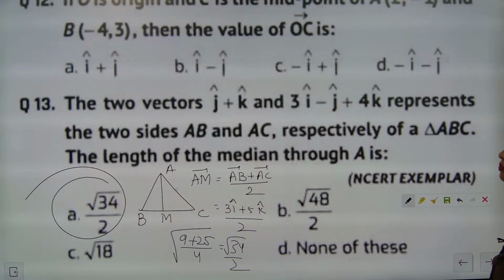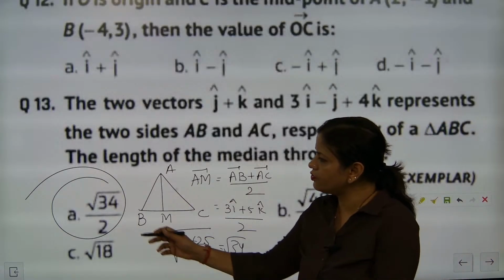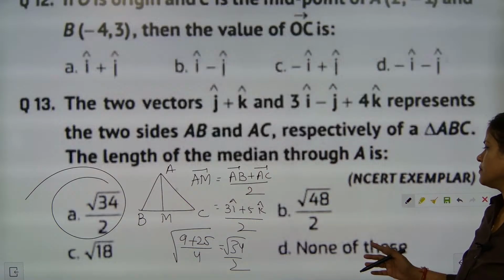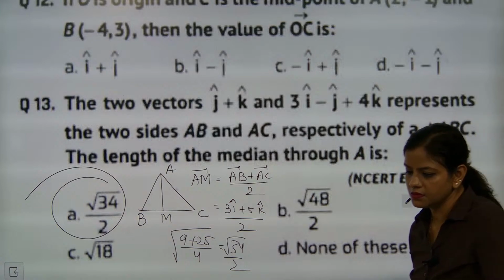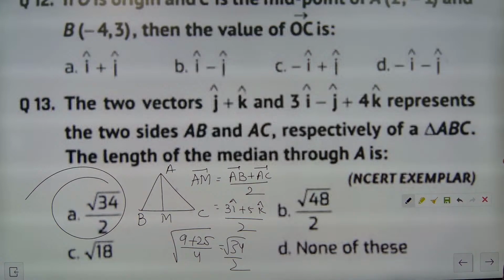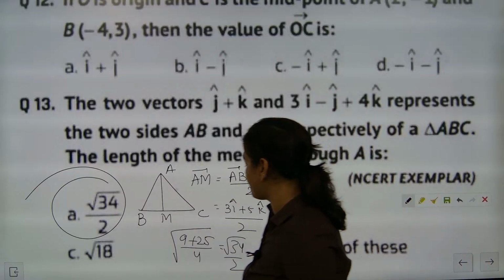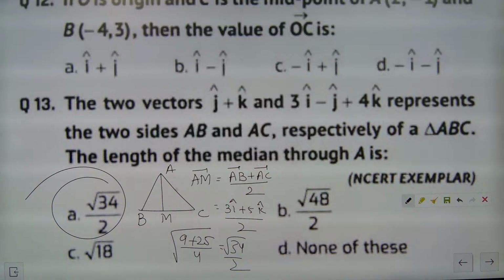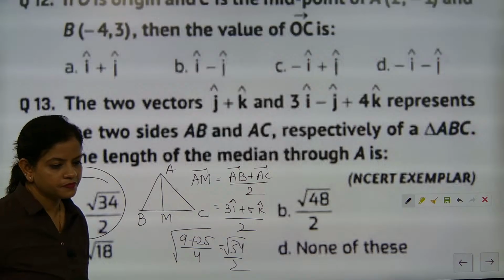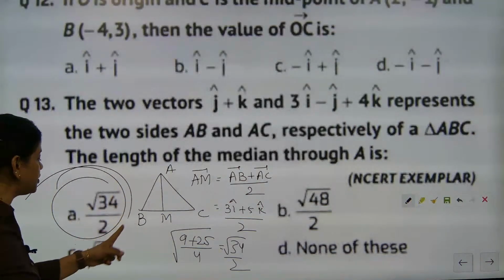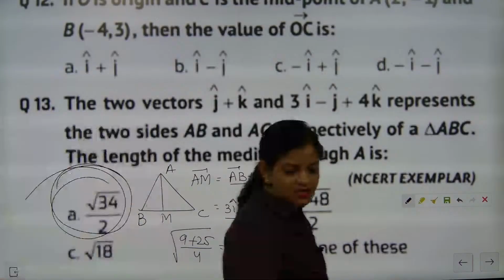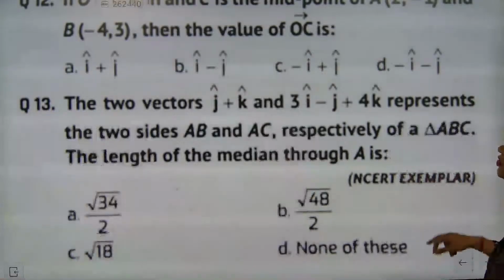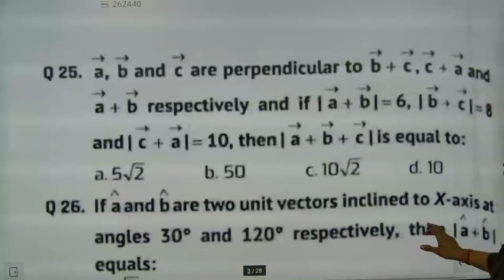Root under 34 by 4 will come? Magnitude they have asked, na beta. The 13th one. Check appropriately. So here it is root under 34 by 2. Little mistakes like this are going to be very dangerous in the board paper. So you need to be very careful when you are solving such questions.